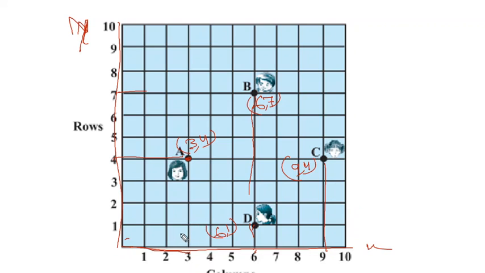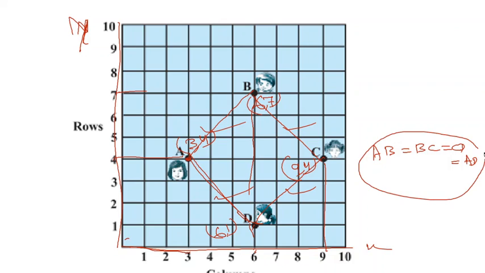Now what will we do? How can we say that ABCD is a square or not? First we have to find the lengths of AB, then BC, then CD, then AD. If AB, BC, CD and AD are all the same, then there is a chance that ABCD is a square. But after finding that AB equals BC equals CD equals AD, we can't be sure that ABCD is a square, because ABCD may be a rhombus also.